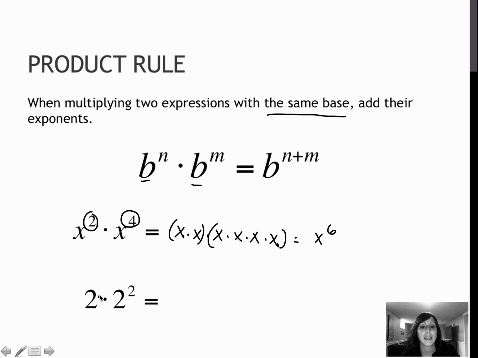For my second example, 2 to the first times 2 to the second, 1 plus 2 is 3, so my answer is 2 to the third. And for a number, I'll go ahead and evaluate to find 8.